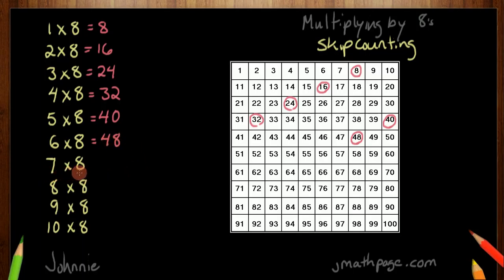What about 7 times 8, or 8 skip counted 7 times? Let's count. 1, 2, 3, 4, 5, 6. We have to add one more, right? 1, 2, 3, 4, 5, 6, 7, 8. We're taken to 56 now. So 7 times 8, or 8 skip counted 7 times, takes us to 56.